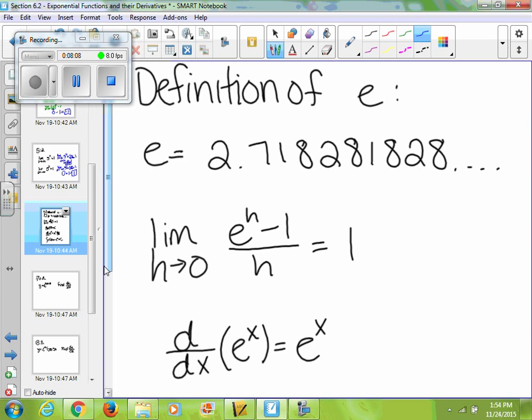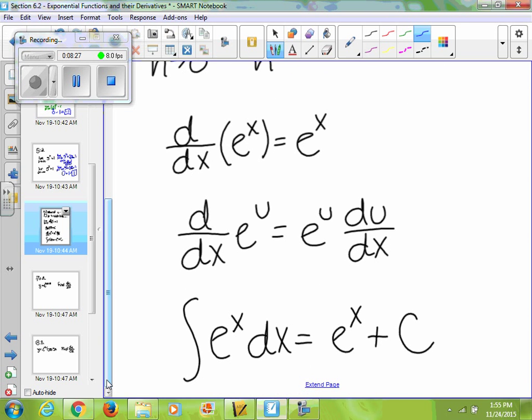And then the limit as h approaches 0 of e to the h minus 1 over h is always 1. And the derivative of e to any exponent is just e to that exponent. Right, and then we'll look at the chain rule version of the derivative of e to the x. So if we let u be our x for our chain rule, then the derivative of e to the u is equal to e to the u times the derivative of u. And the integral of e to the x dx is e to the x plus c.